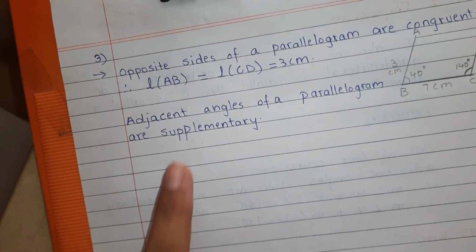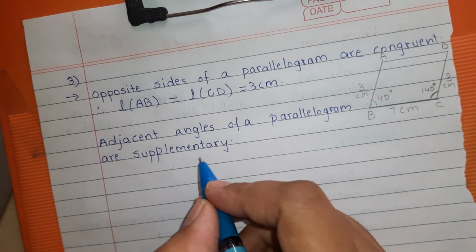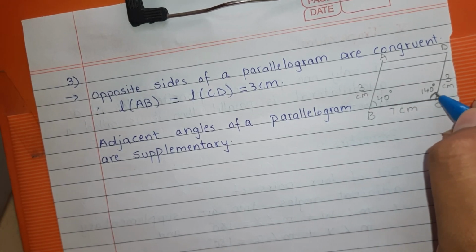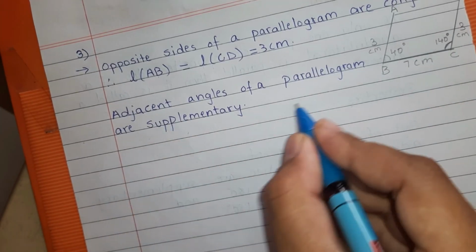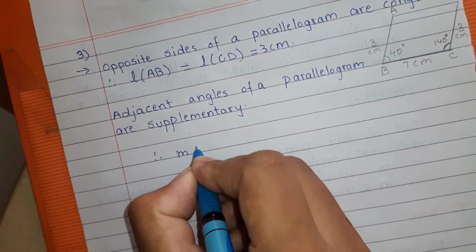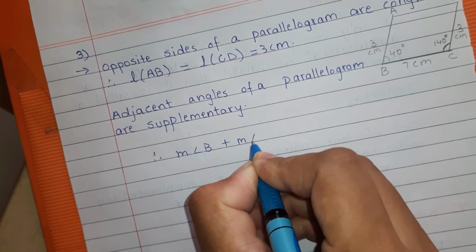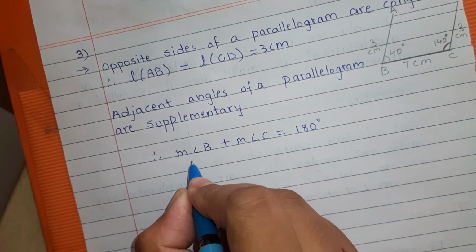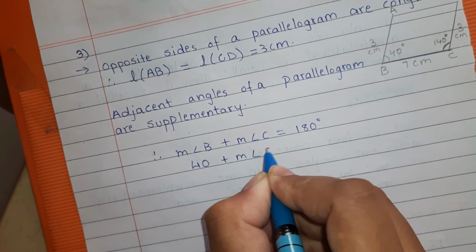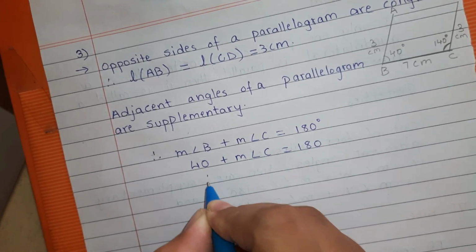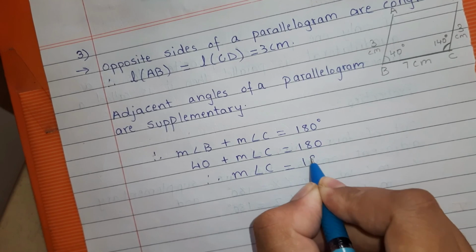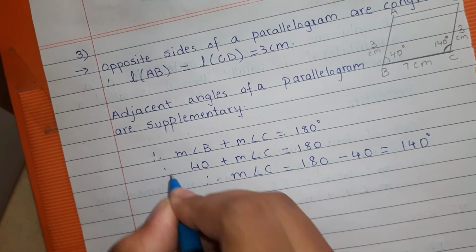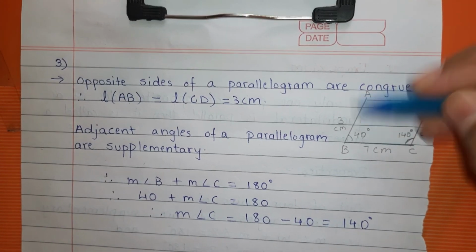Then adjacent angles of a parallelogram are supplementary. Only one angle is given in the question. So for construction this angle is also necessary. So we will use this property. Therefore measure angle B plus measure angle C will be 180 degrees. Now B is how much? 40 plus measure angle C is 180. Therefore measure angle C equals 180 minus 40, which will be 140 degrees.